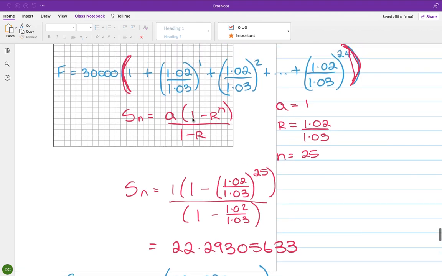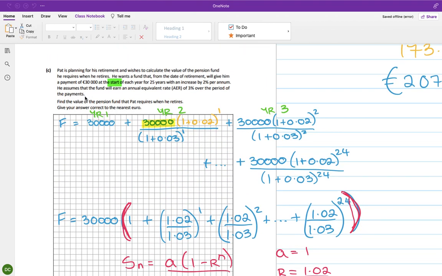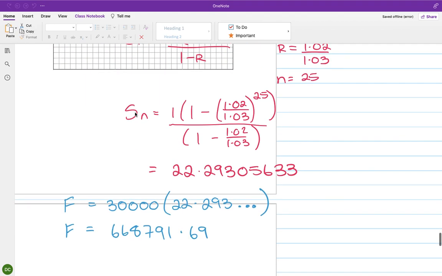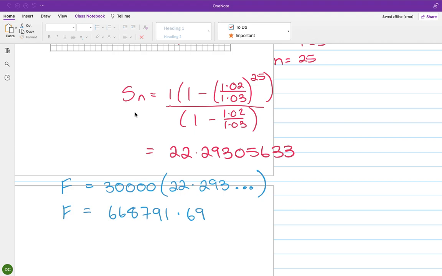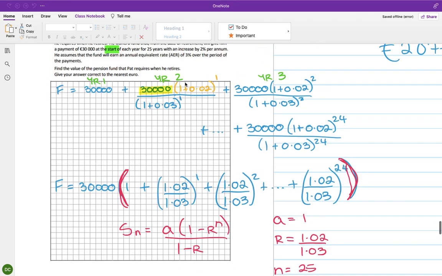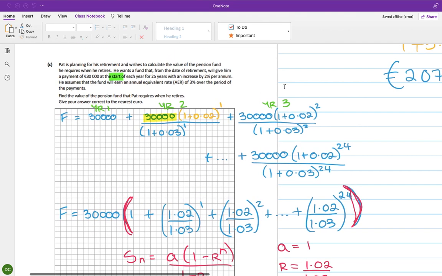I'm just going to check that that's what they asked. Give your answer correct to the nearest euro. So 668,792 euros. So that's how much he would have to have sitting in his bank account on the day he retires to be able to get these payments each year for 25 years.